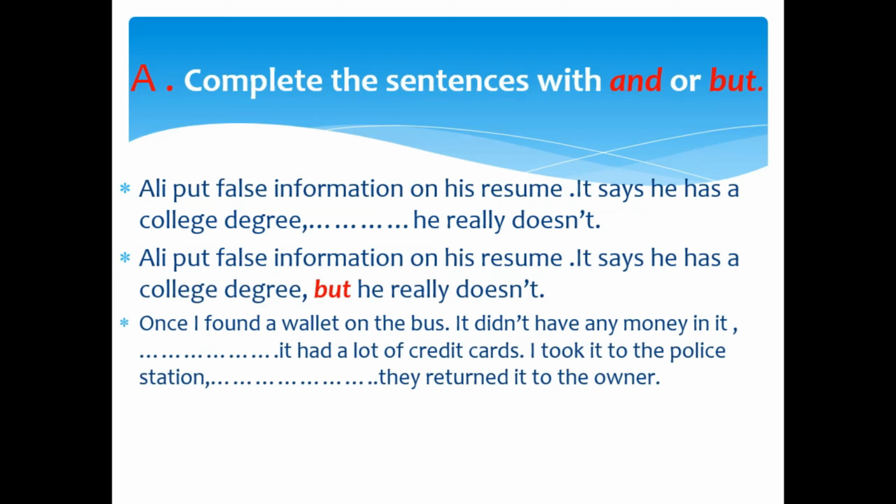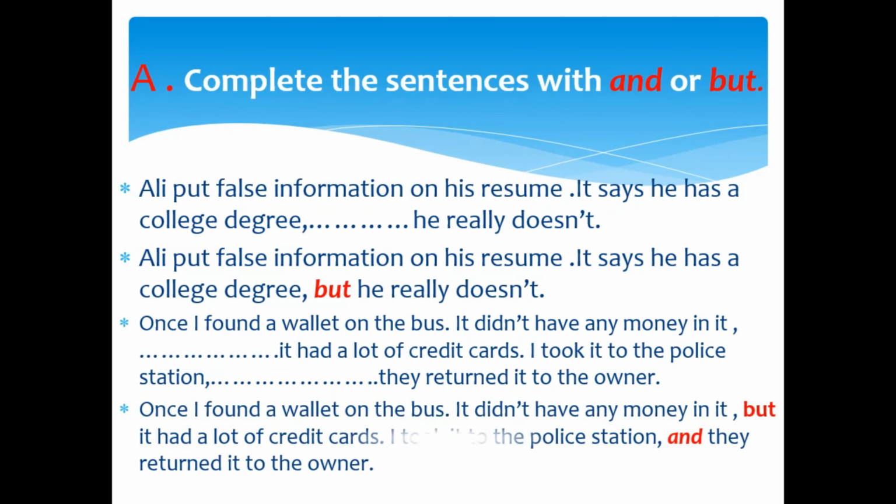Once I found a wallet on the bus. It didn't have any money in it. Space, it had a lot of credit cards. I took it to the police station. Space, they returned it to the owner. Good. Here we choose the conjunction but and the conjunction and.